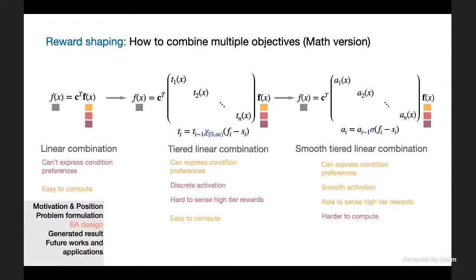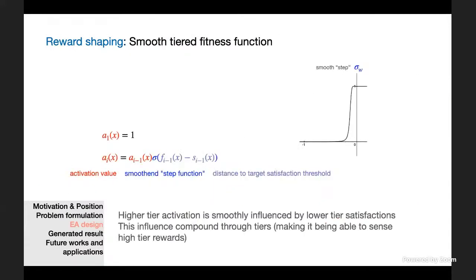And the only difference between the tier linear combination and the smooth tier linear combination is the middle function highlighted in blue. In a tier linear combination, that function is a unit step function, while in the latter, it is a smooth approximation of the unit step function. Now we dive into more detail on what we mean by a smooth approximation of the unit step function. The function of our interest is notated by sigma, highlighted in blue. The sigma here does not refer to the logistic function, so it's just a notation coincidence.